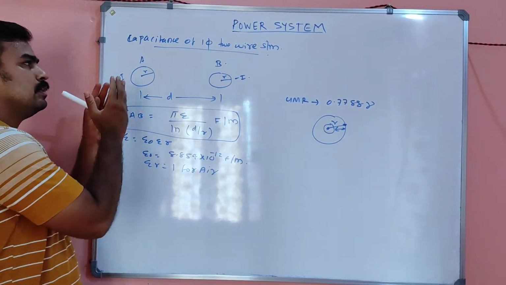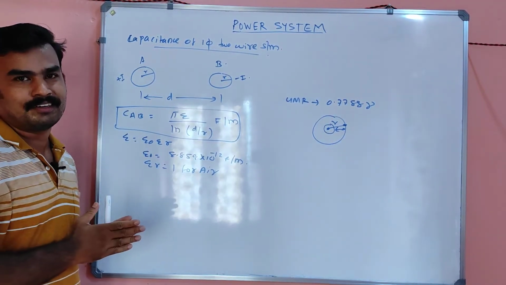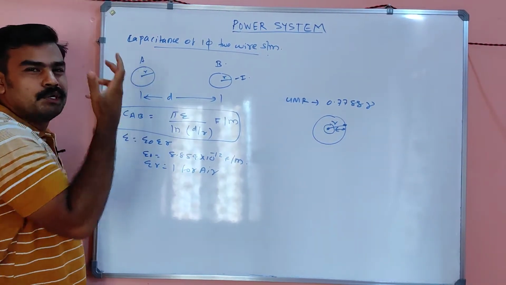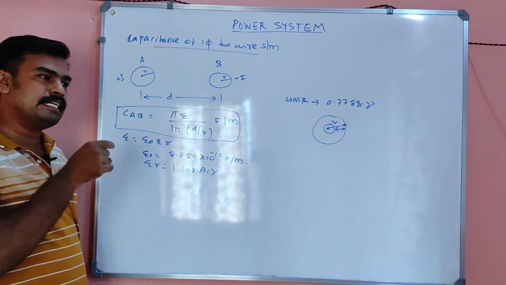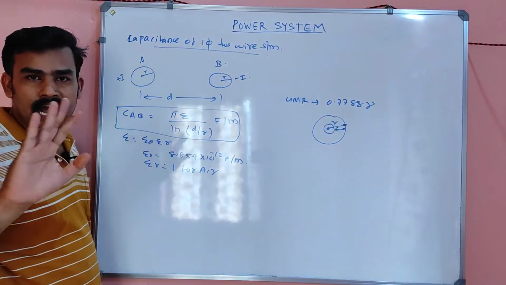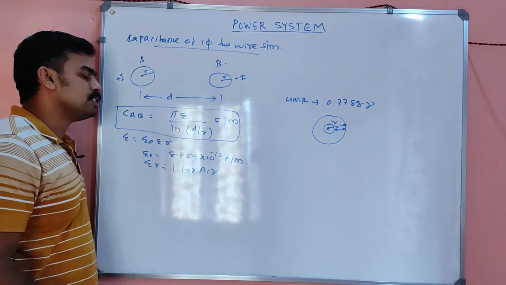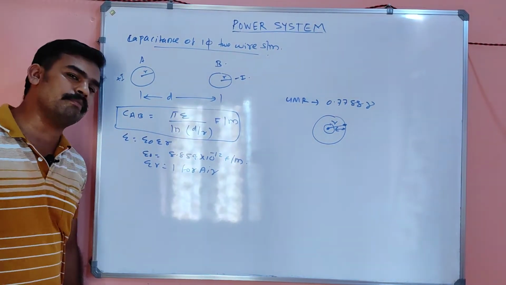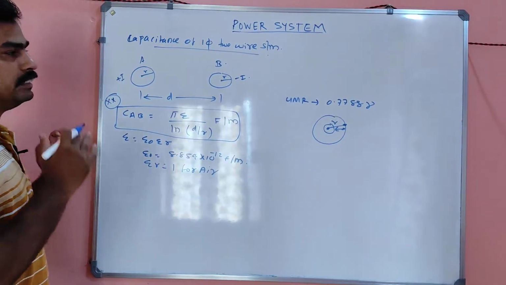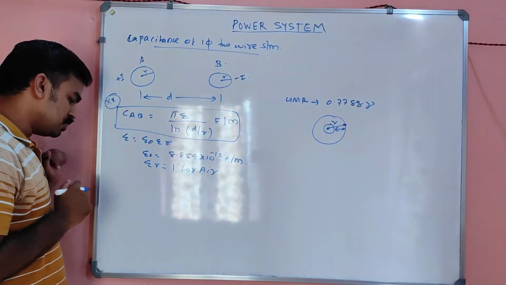But in the case of capacitance calculation, I already told you, the charge will be distributed only on the surface. So we don't want to consider the 0.7788 R. We simply consider R only. That is why in the equation it is pi epsilon divided by ln d by r. You just remember this equation, my dear, not the derivation and all.